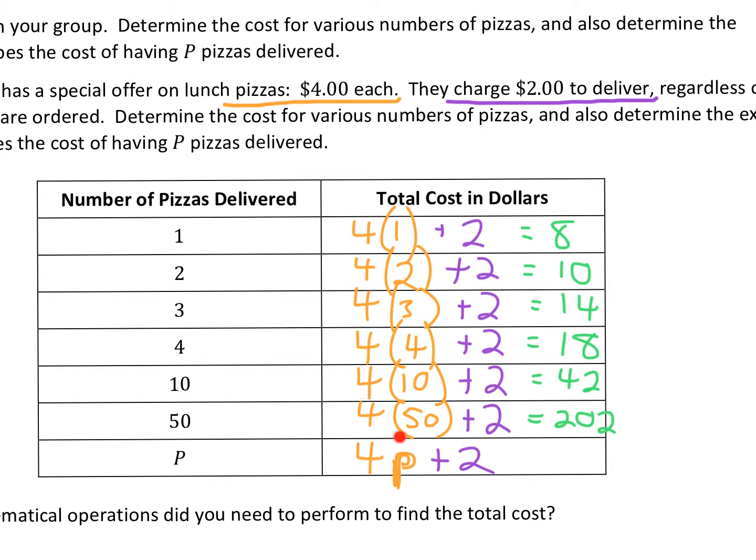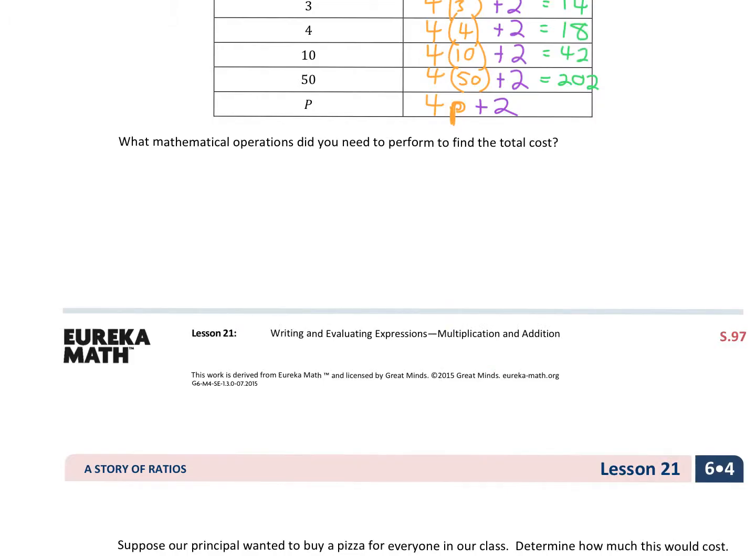And you'd figure out what that was, right? And then you'd have to just add the $2 for delivery. So this would be 4 times 2 is 8, 4 times 4 is 16, plus $2 is 18. And writing it out like this, instead of figuring out that this is 12, kind of writing that, okay, I'm doing 4 times 3 pizzas, can kind of help me see that these are the numbers that are changing. So my expression would be 4 times the number of pizzas plus the $2. So the mathematical operations that we had to do to find the total cost was multiplying and adding.